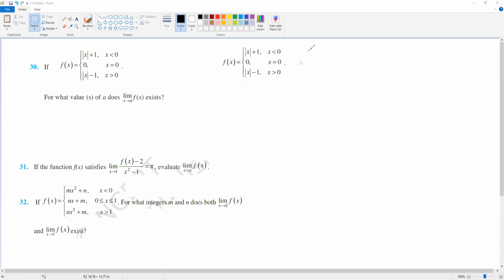This is equals mod x when x is less than 0. What is mod x? Mod x is minus x, right? Plus 1. X is equal to 0. It is given that it is x is equal to 0 means 0 है. And when x is greater than 0, mod x is x. So mod x के जगह x लिख सकते हैं, x minus 1. So now your function is like this.